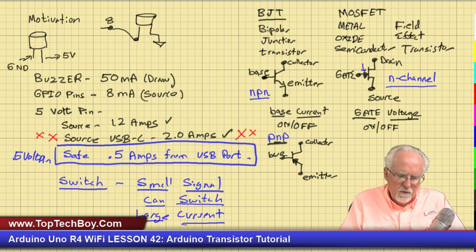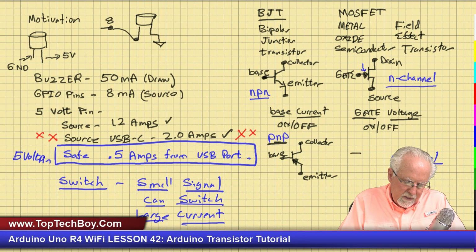We also, on the MOSFET, we have the P channel. And how does it look? How does the P channel look? Well, it has the arrow coming out. And then again, this is still the drain. This is still the source. And this is still the gate.